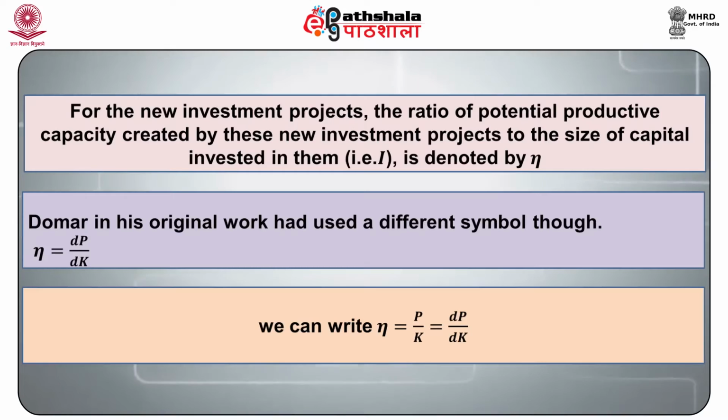Number three, for the new investment projects, the ratio of potential productive capacity created by these new investment projects to the size of capital invested in them, that is I, is denoted by nu. Domar in his original work had used a different symbol. nu is equal to dP upon dK. Using assumption 8, we can write nu is equal to P upon K, which is equal to dP upon dK.